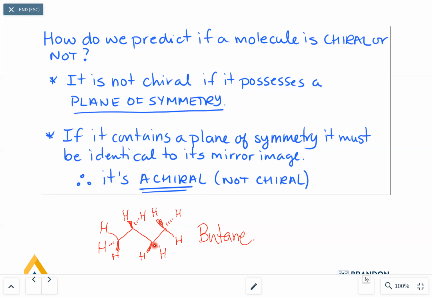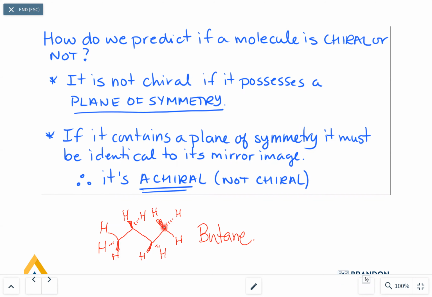We can do a similar analysis on every other carbon. This one's got 3 different substituents as well. This one's only got 2 different substituents. It's got protons plus this long chain, which would be a propyl group. So the easiest way to recognize if a molecule is chiral or not is to look at the various carbons and determine, does any of these carbons have 4 different substituents?